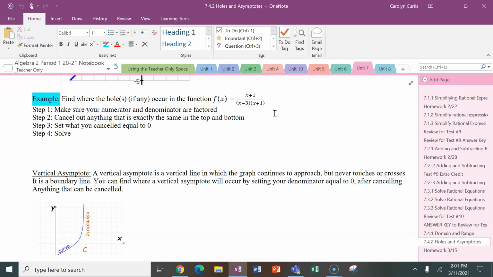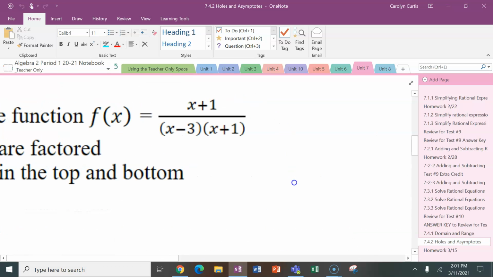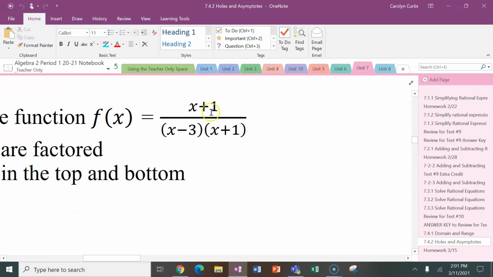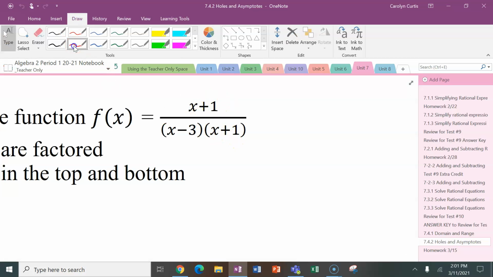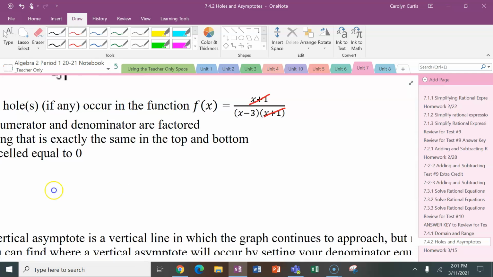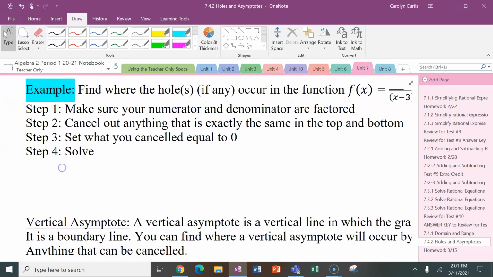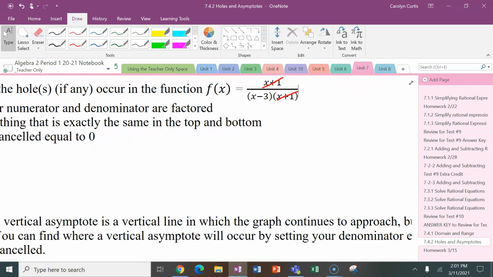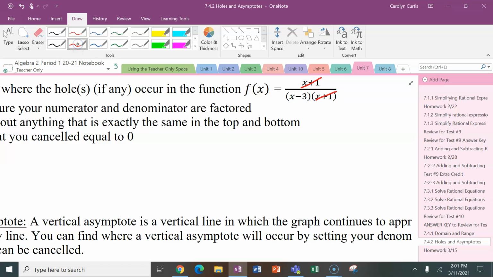Now step 2 says cancel out anything that is exactly the same in the top and the bottom. In my top and bottom, I have x plus 1, so I'm able to cancel x plus 1 out from the top and the bottom. Step 3 says set what you canceled equal to 0. We canceled out x plus 1, so I need to set x plus 1 equal to 0.